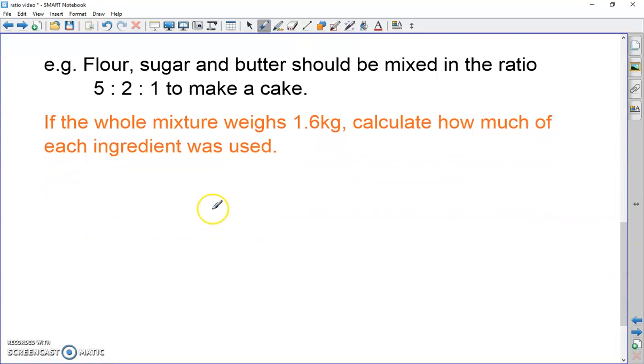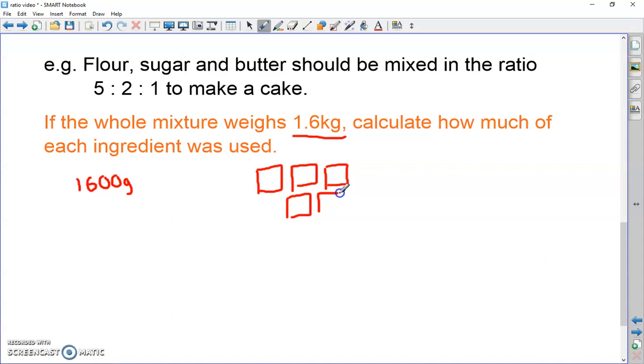And then the last one for this style question, then a little bit trickier. Flour, sugar and butter should be mixed in the ratio of 5 to 2 to 1 to make a cake. If the whole mixture weighs 1.6 kilograms, and as we've seen from earlier, that's 1,600 grams. That'll make it a little bit easier. Calculate how much of each ingredient was used. So we've got 5, that's the flour. We've got 2, which is the sugar, and 1, which is the butter.